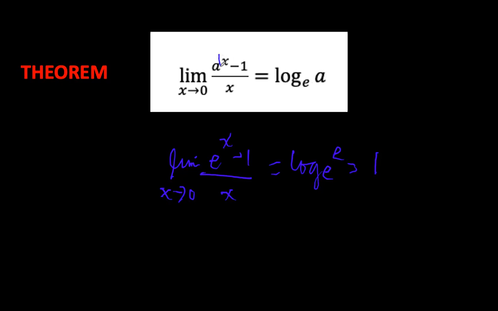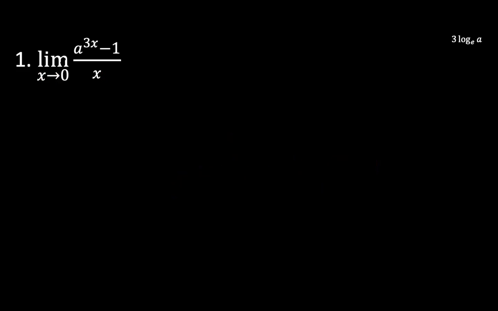Now, I just want to emphasize this, that this x could be a function, right? Whatever function that we have, it could be a trig function or a 3x or a polynomial or whatever. However, as long as the exponent that we have here is also the same as the denominator, then we can use this formula. Okay, so in number 1, now how do we solve this?